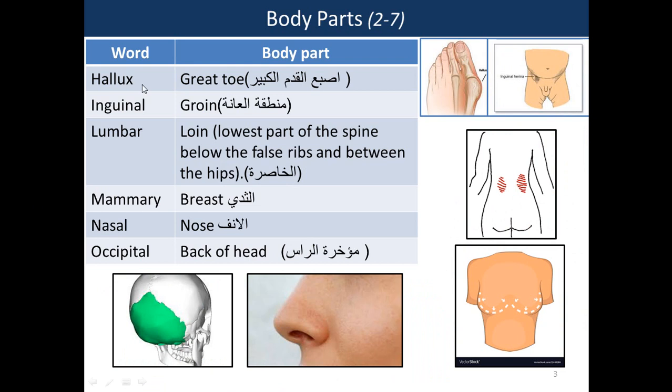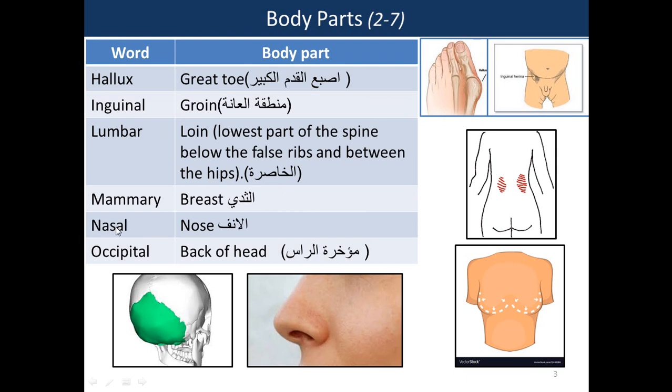Now, what do we mean by hallux? Hallux means related to the great toe. Inguinal means the groin. This is the groin, and this is the hallux, the big toe of the foot. And what about lumbar? By lumbar, we mean the loin. This is the loin, the lowest part of the spine, below the false rib and between the hips. And mammary, when we talk about the mammary, we mean the breast.